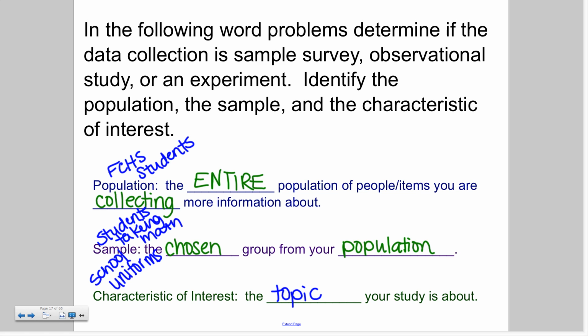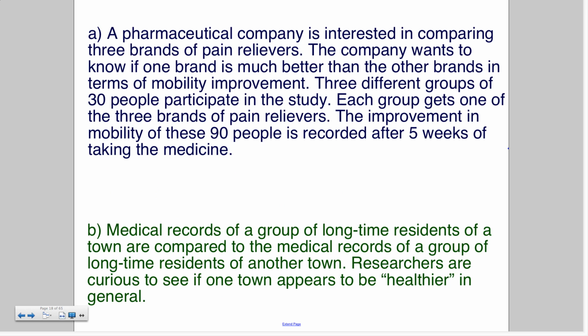All right. So that's a few things that we're going to look for in the next few word problems. So a pharmaceutical company is interested in comparing 3 brands of pain relievers. The company wants to know if one brand is much better than the other brand in terms of mobility improvement. 3 different groups of 30 participants are in the study. Each group gets one of the 3 brands of the pain relievers. The improvement of mobility of these 90 people is recorded after 5 weeks of taking the medicine.